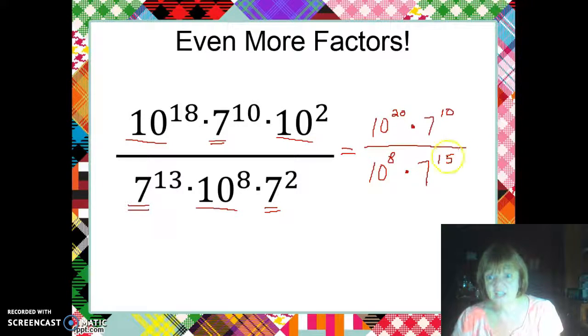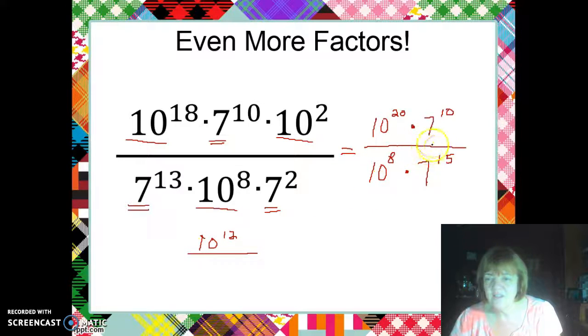Now we can start getting into solving that division problem. So I'm just going to write it underneath here. I've got 10 to the 20th over 10 to the 8th. I'm going to subtract, and 20 is bigger than 8. So I'm going to put my answer in the upstairs. So 20 minus 8 is 12. So this becomes 10 to the 12th, and it's going to go upstairs.